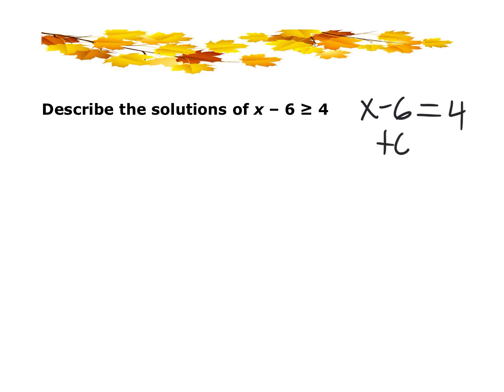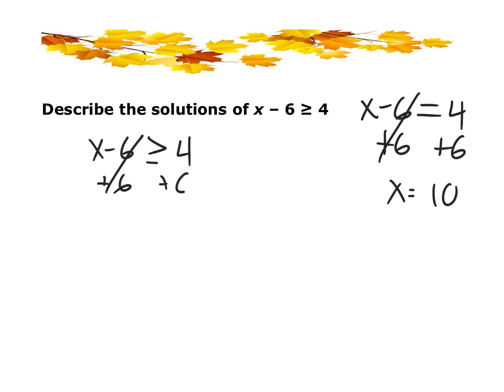We're going to add that 6 like we usually do, and we're going to get that x is equal to 10. Now I want you to realize there are the exact same steps to solve an inequality. We're going to get x minus 6 is greater than or equal to 4. So we're going to add the 6 just like we have been to solve for equations. And we get that x is greater than or equal to 10.